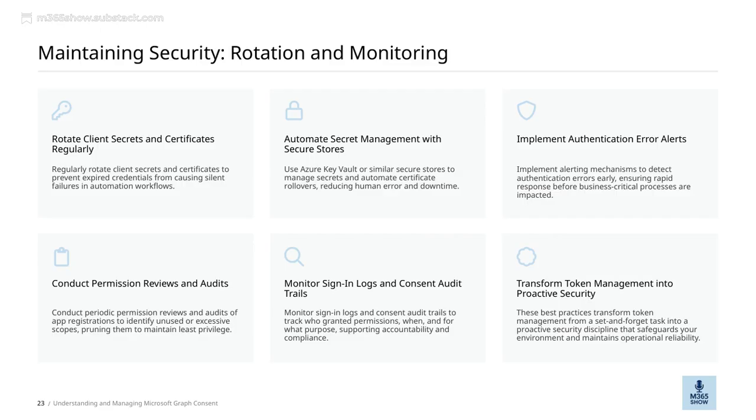Using secure stores like Azure Key Vault to manage secrets and automate certificate rollovers helps us minimize human error and avoid downtime. Automating these processes ensures that secrets are rotated smoothly and securely, reducing the risk of expired credentials causing failures. Finally, regularly rotating client secrets and certificates is a best practice. This minimizes the chances of silent failures in automation workflows due to outdated credentials. It's all about making sure our security measures are active, current, and resilient against potential threats.